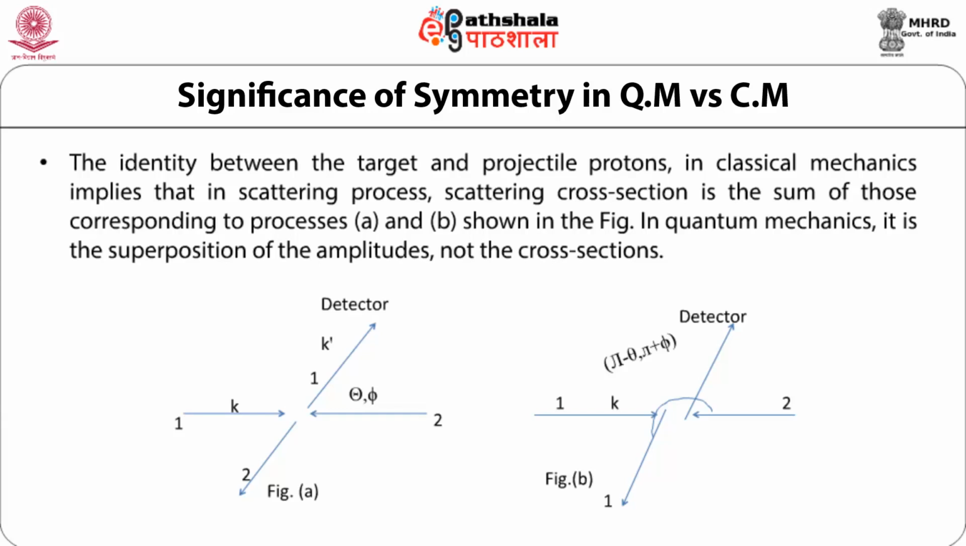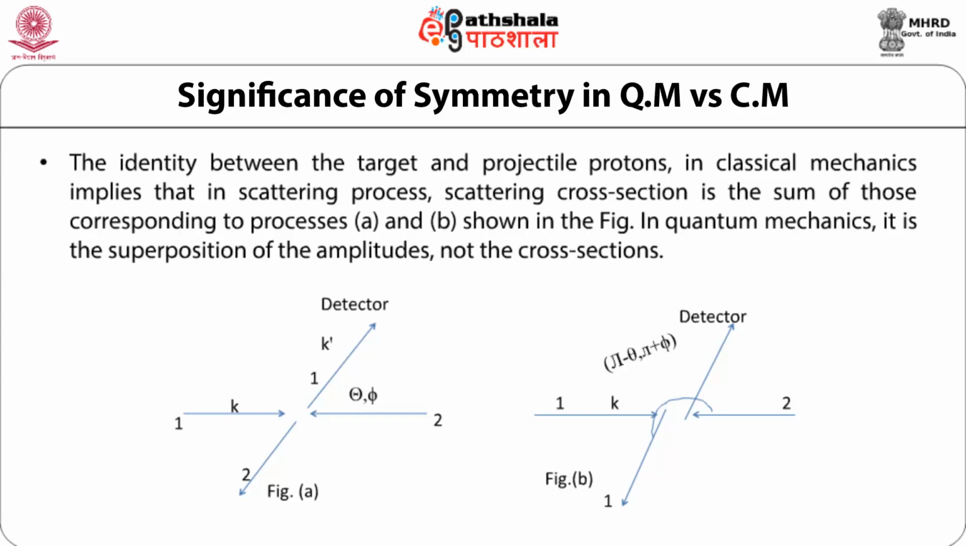Now in case of classical mechanics, if you want to find out the total scattering cross section, it is the sum of the scattering cross sections determined by these two processes, wherein in one case the detector detects the projectile proton, while in the other case the detector detects the target proton. The total scattering cross section is the sum of the scattering cross sections of the projectile proton and the target proton.